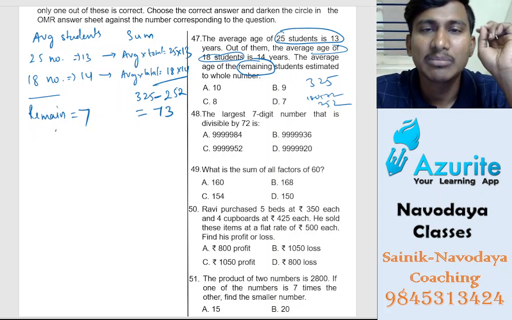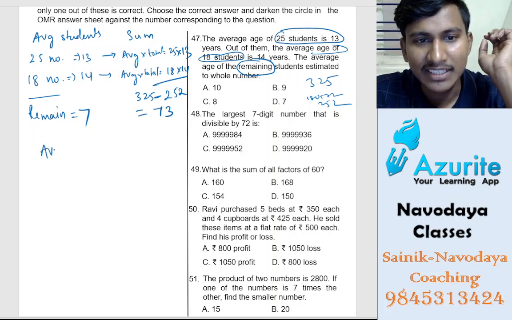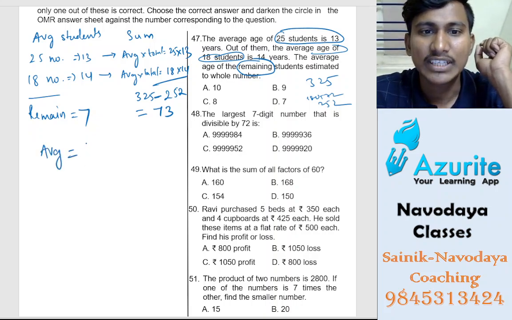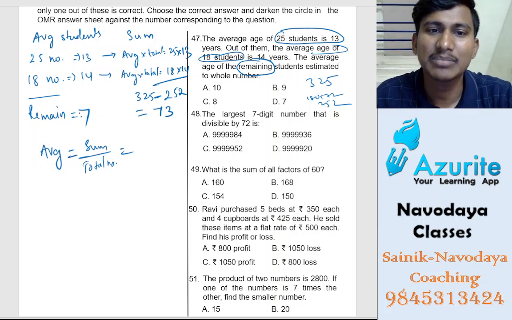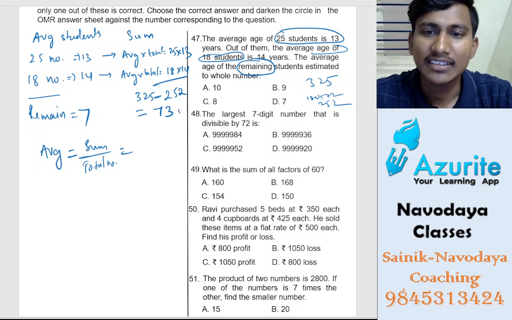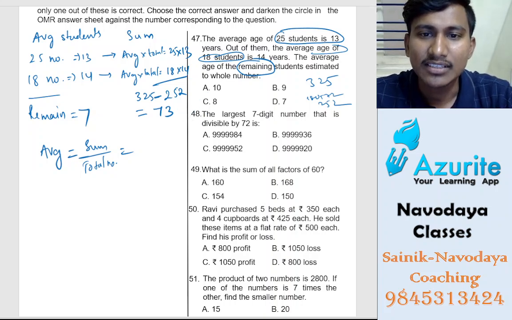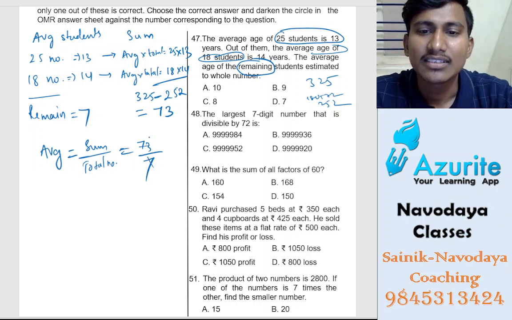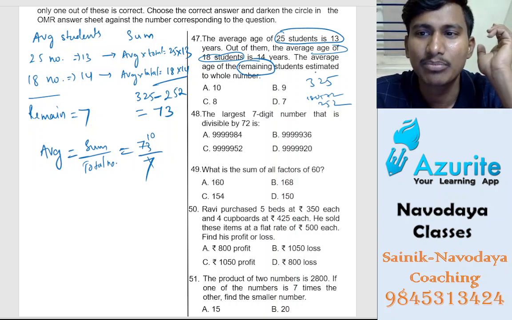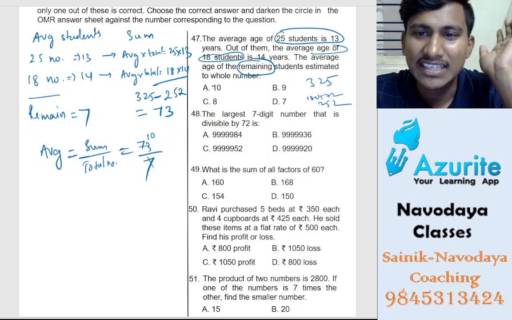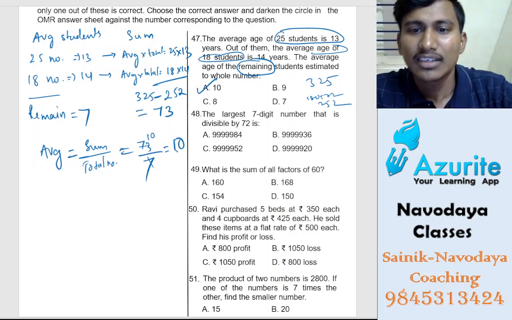Now we know the remaining 7 students are there, and they are telling us to find the average now. So that is sum divided by total number. The sum for the remaining students is 73, right? So that is 73 divided by the remaining students, 7. 7 tens are 70, and 3 is there. They are asking for the approximate, so nearly 10 is the answer, option A is the answer here.